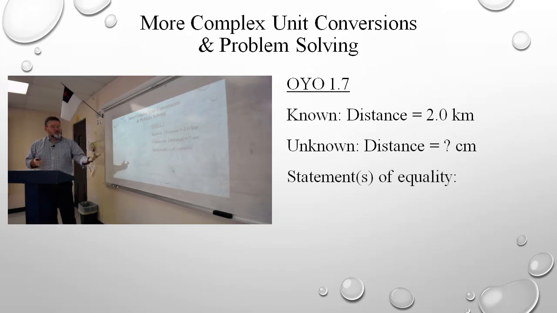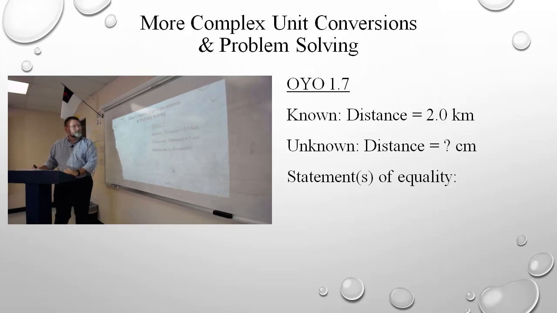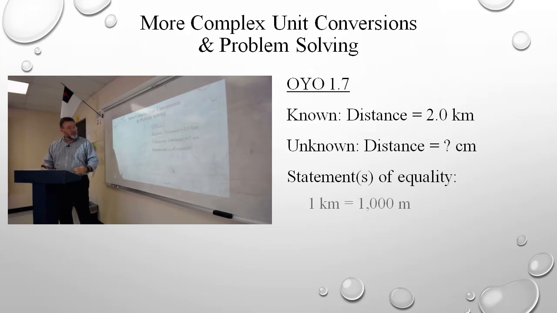So, my statements of equality, I start in the language of kilometers. I'm going to the language of centimeters. What's going to be my intermediary unit? Go ahead. Meters, right? In your metric system, usually your base unit is going to be the key. Go to your base unit. So kilometers, centimeters, the middle base unit is meters. So what can I say that relates kilometers to meters? That 1 kilometer is worth 1,000 meters. They're equal.